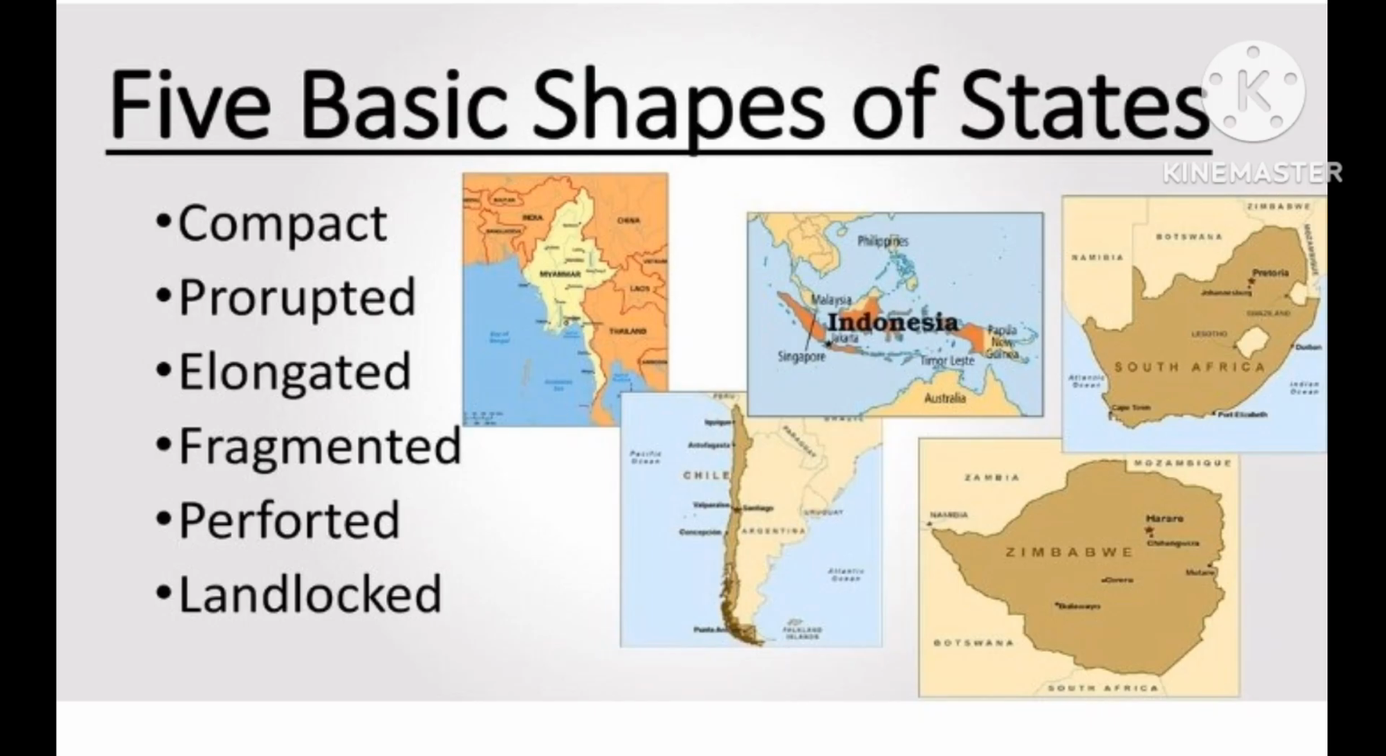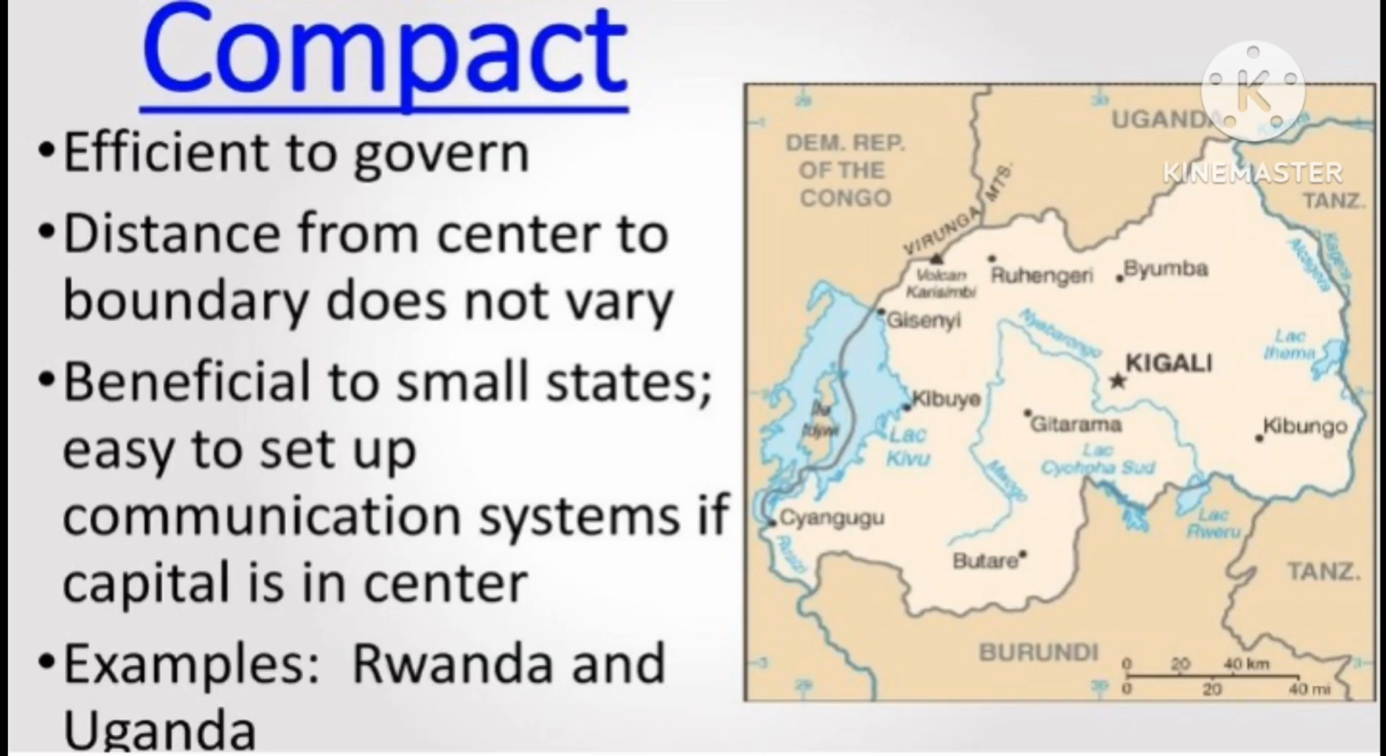Today we will discuss the shapes of state. There are various shapes of state. We will discuss one by one. That is compacted state, prorupted state, elongated state, fragmented state, perforated state, landlocked state, enclave state, exclave state, and buffer state. There are various types of shapes of states.